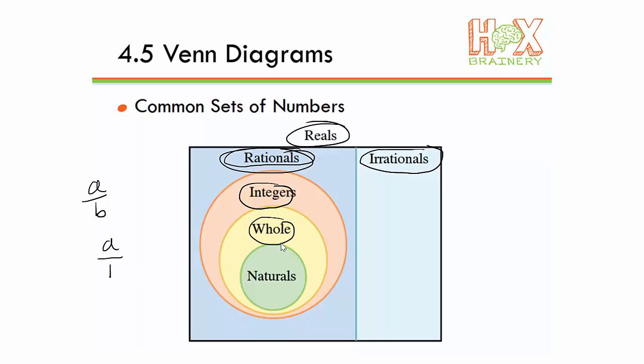And then the whole numbers are a subset of your integers. Your integers can be positive, negative, or 0. Whole numbers will contain 0 and then positive integers. And then your naturals are going to be your positive integers, which are like your counting numbers 1, 2, 3, and so on.